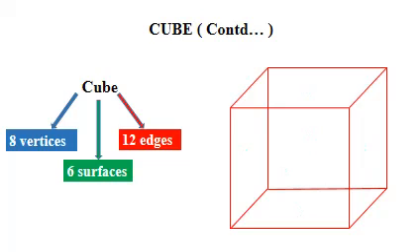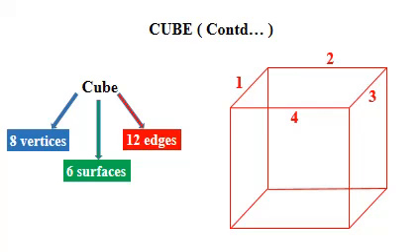Now let's count the edges in a cube. So this is the first edge. Edge means the outer boundary, or we can say the line between the two vertices. Second edge, third one, and the fourth one. So we counted all the horizontal edges of a cube from the upper surface.